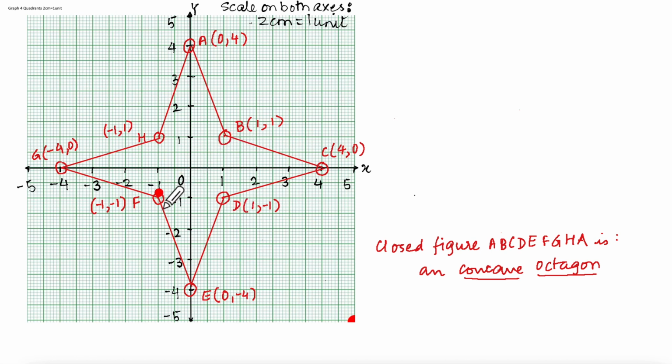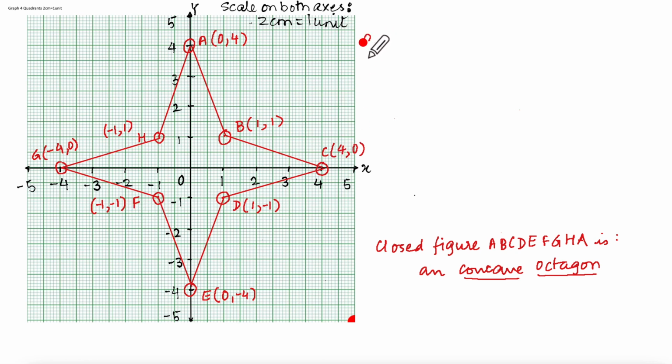Next, B has to be reflected in the origin to F. So B (1, 1) becomes (minus 1, minus 1). Then we have B reflected in y-axis as H. This will be (minus 1, 1). And also we'll have C reflected here as G. So that G becomes (minus 4, 0).